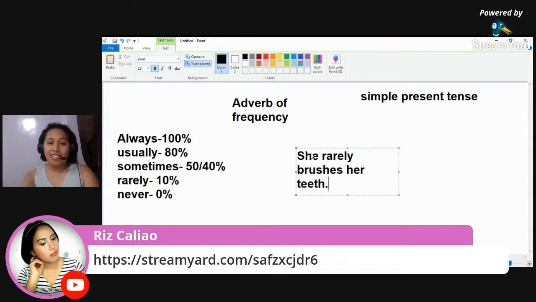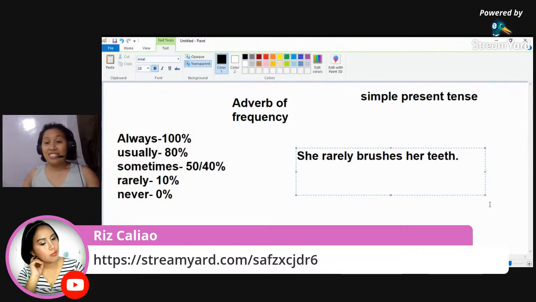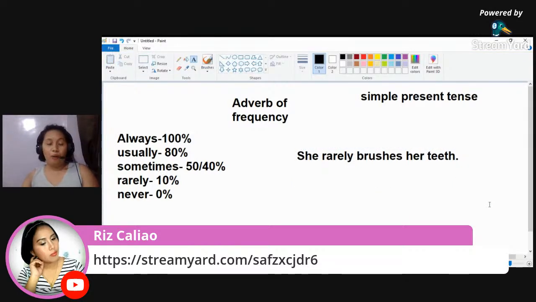So that would be 10% only. So she does the action for only 10%. Or ginagawa niya lang yung kilos na yon or yung bagay na yon 10% lang, hindi always. Okay, so she rarely brushes her teeth.